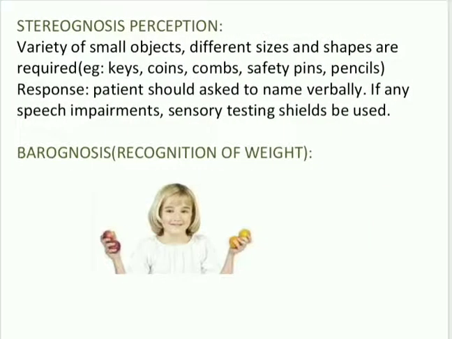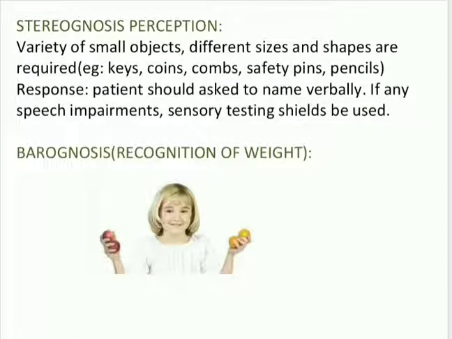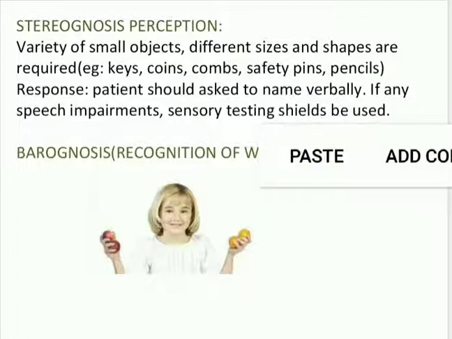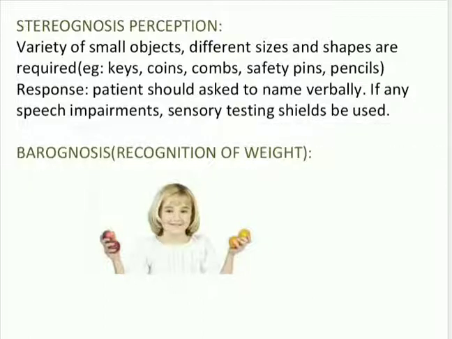Next comes stereognosis perception. With the help of objects like a comb, keys, coin, safety pins, pens or pencils, the object is placed in the patient's hand, and the patient must close his eyes and tell what type of object it is. If he has any speech impairment, there are sensory testing shields, where the subject will manipulate the object. And barognosis means recognition of weight.